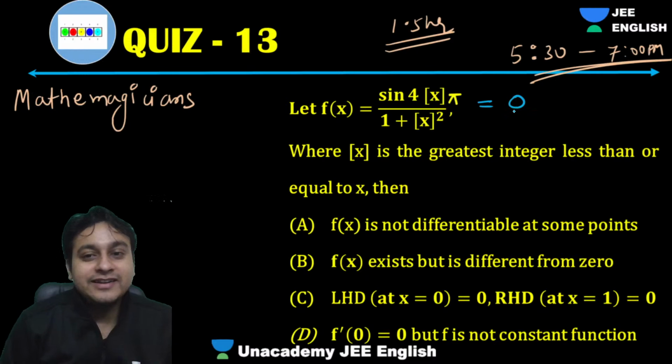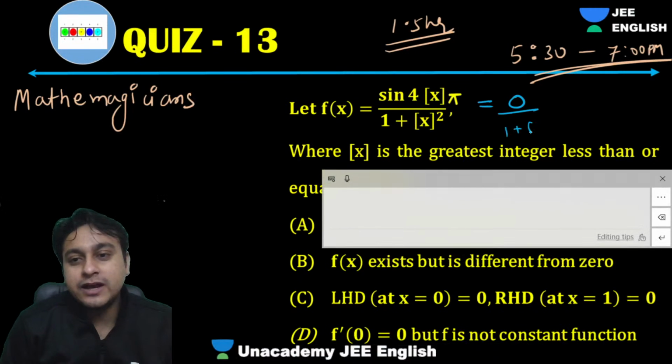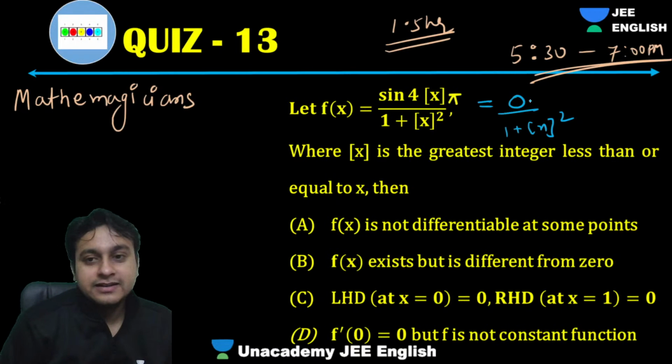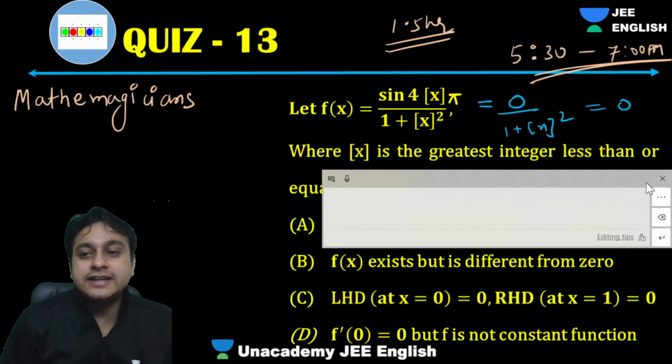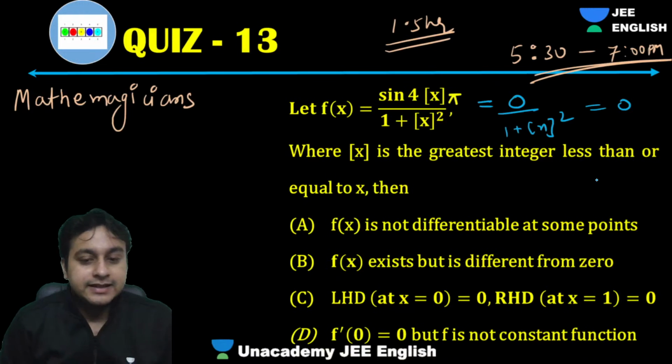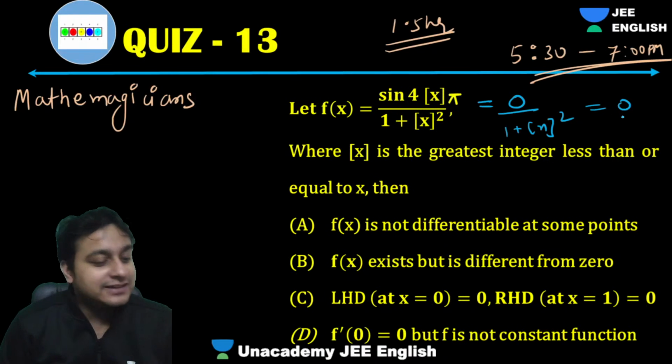So, guys, the whole thing is nothing but 1 by box x square, right? Because that's an integer. So, the function itself is constant. It's a constant function, guys. Right? So, can I say a constant function is always 0?